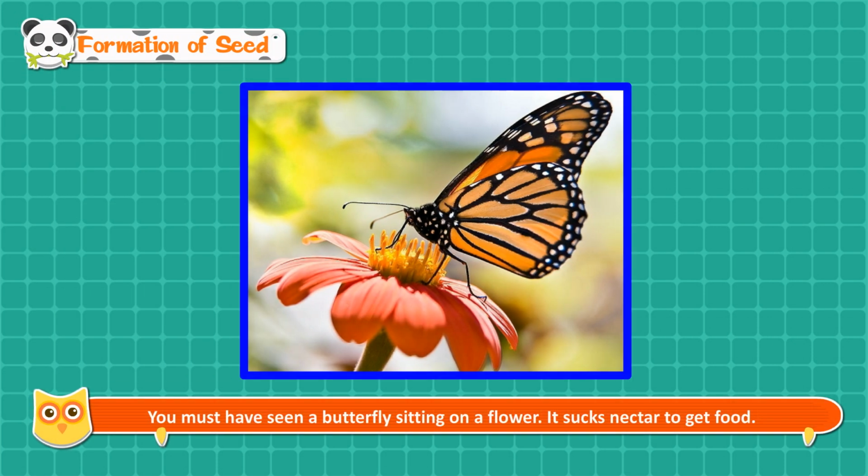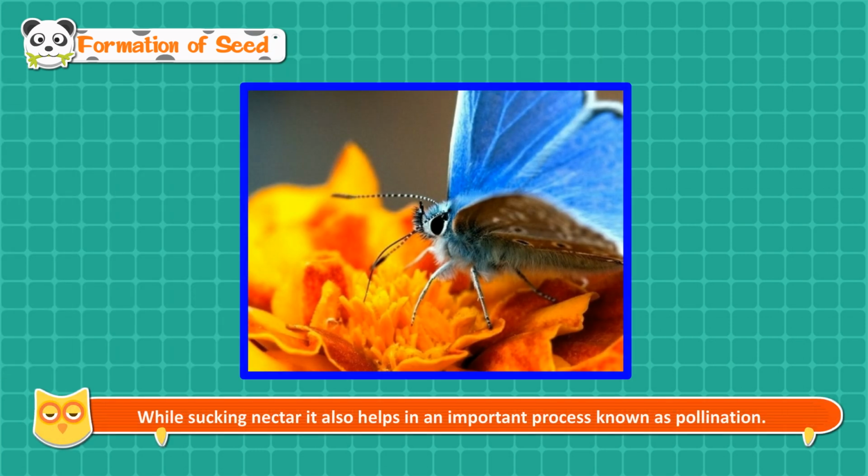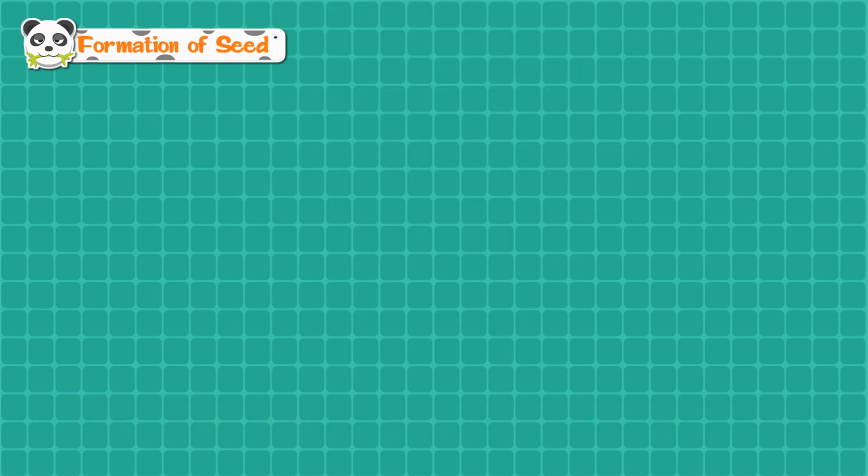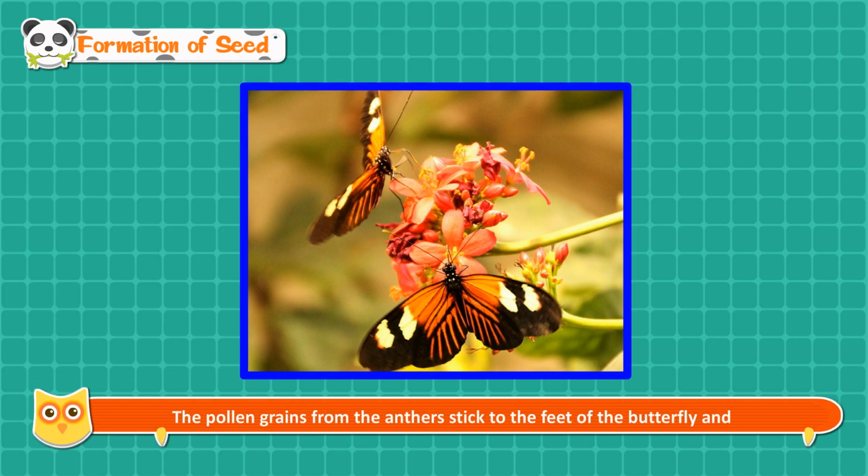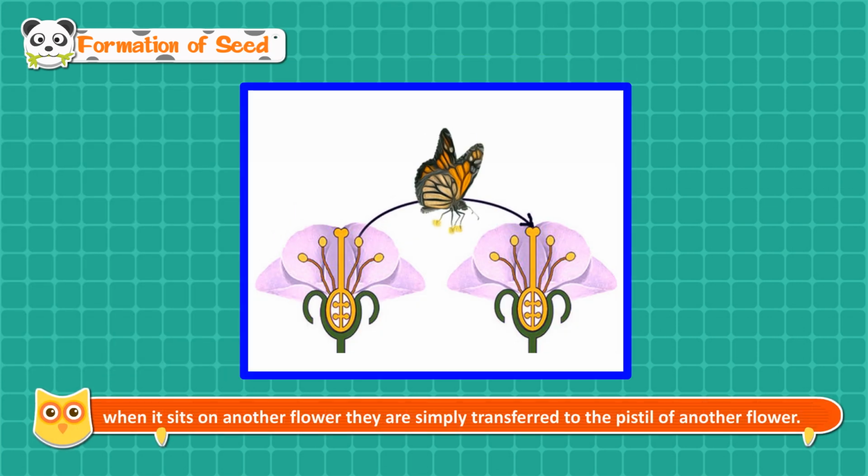Formation of seeds. You must have seen a butterfly sitting on a flower. It sucks nectar to get food. While sucking nectar, it also helps in an important process known as pollination. The pollen grains from the anthers stick to the feet of the butterfly, and when it sits on another flower, they are simply transferred to the pistil of another flower.